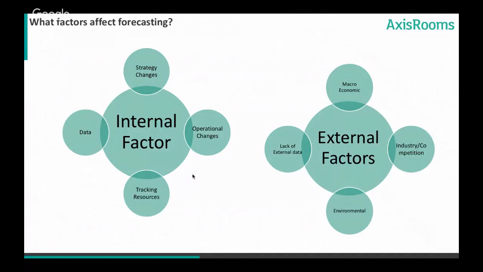So, such as macroeconomics, industry competition, what changes you're having, lack of external know-how, lack of external data, and environmental issues. These can all have an external effect on your demand forecast. Internal factors happen within the hotel and can also include strategy changes, operational changes, tracking resources, and lack of good data.